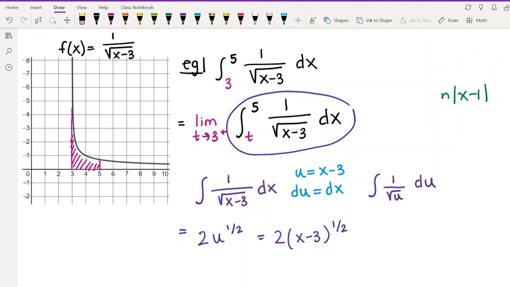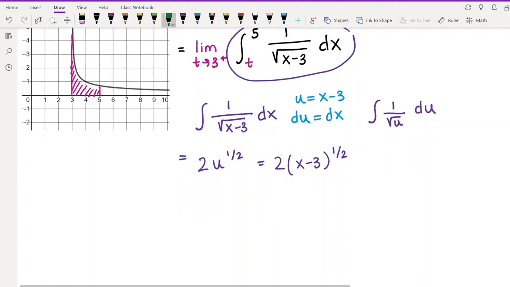You can basically just treat this as though it's 1 over the square root of x, except that instead of x, you have an x minus 3. And that's just because there's no coefficient on x. There's nothing that would come out from the chain rule that would mess with the derivative, and so the antiderivative is fairly straightforward.